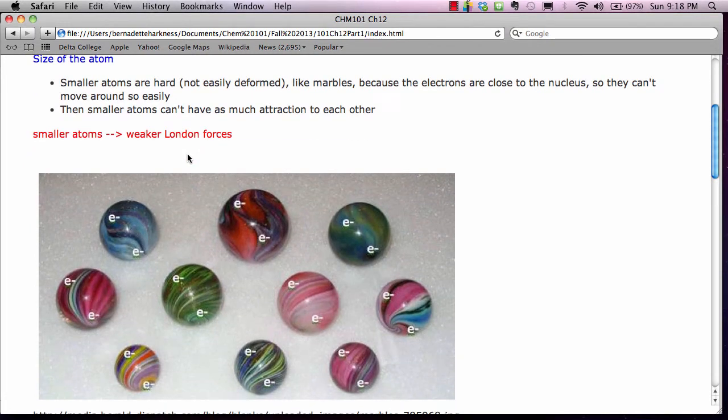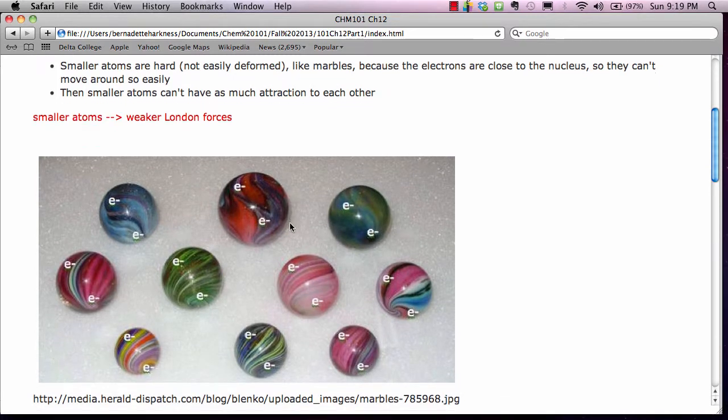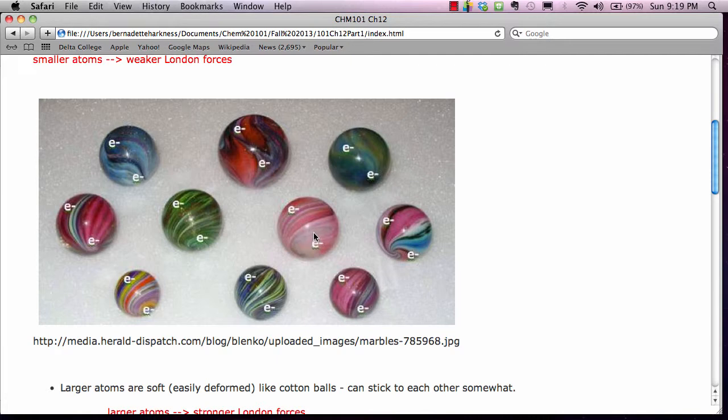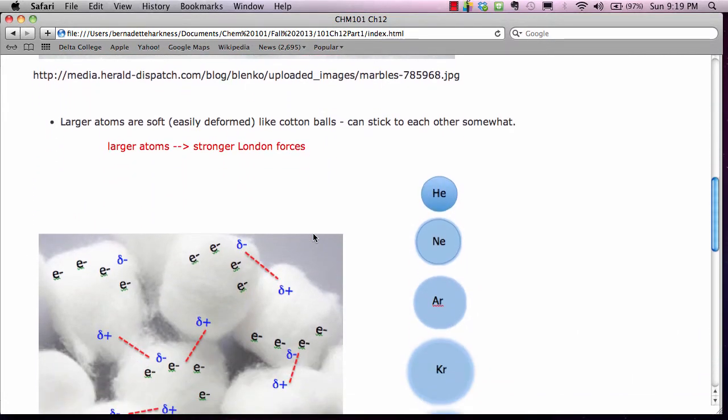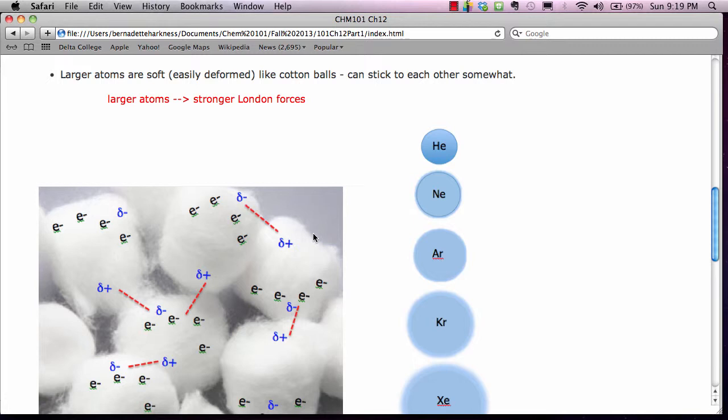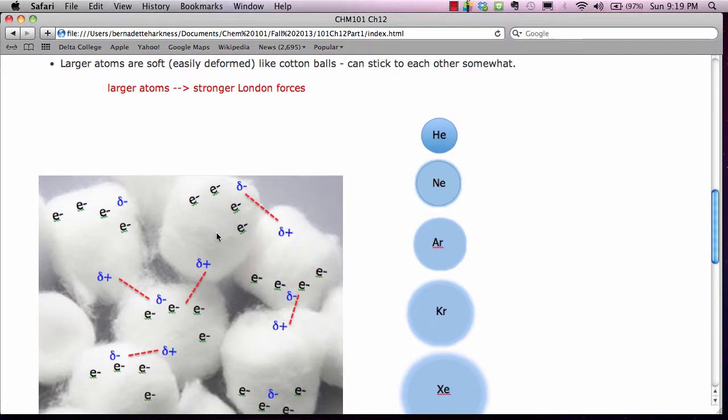Well, the smaller the atom, the weaker the forces. Basically, a small atom is like a marble. It's very hard because the electrons are quite close to the nucleus, and so they don't really want to move around that much. So smaller atoms are more like marbles. They don't have that strong of an attractive force because they don't move around as much. Larger atoms, on the other hand, are soft, easily deformed, like cotton balls, mostly because the electrons on the outside are farther away from the nucleus, so they're more likely to move around and have that mobility. So the polarizability is greater in larger atoms.